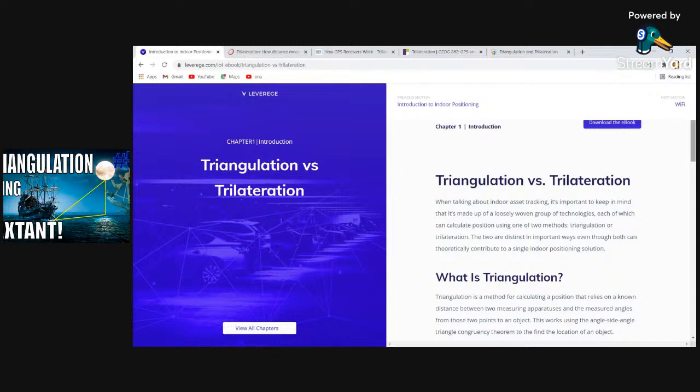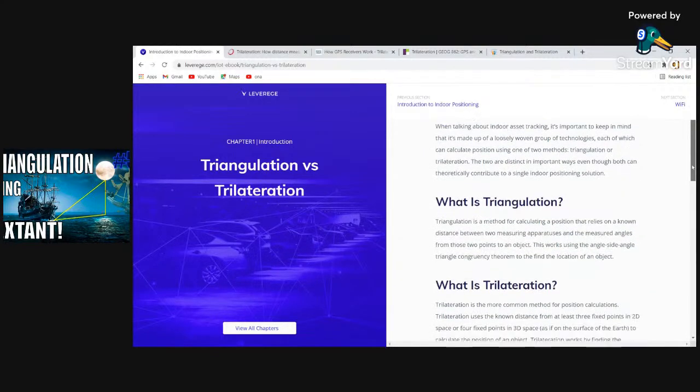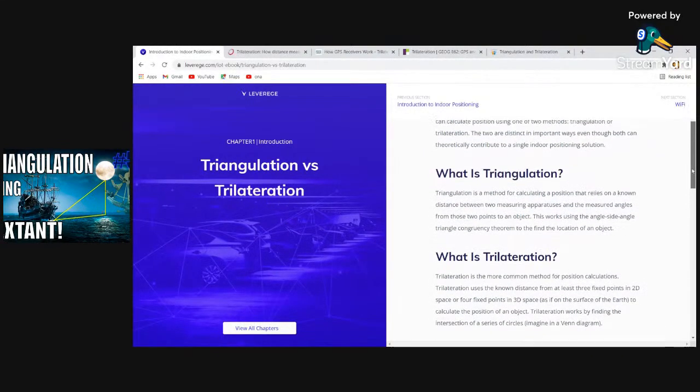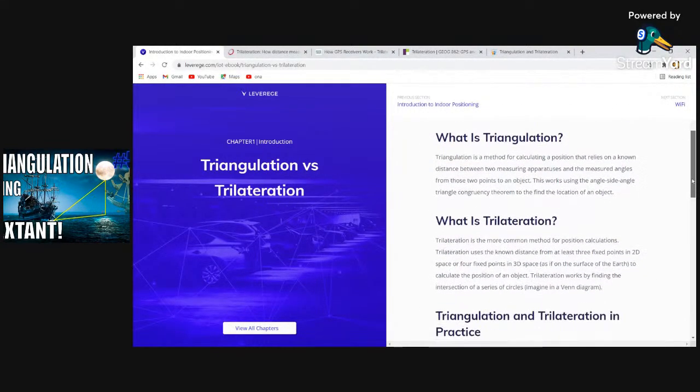Why are we talking about technology here? The sextant isn't technology, the sextant is an angle measuring device. So each of which can calculate position using one of two methods, triangulation or trilateration. The two are distinct in important ways, even though they can both theoretically contribute to a single indoor positioning solution. Why are we talking about technology? Yes, we're talking about positioning, but let's go into what is triangulation.